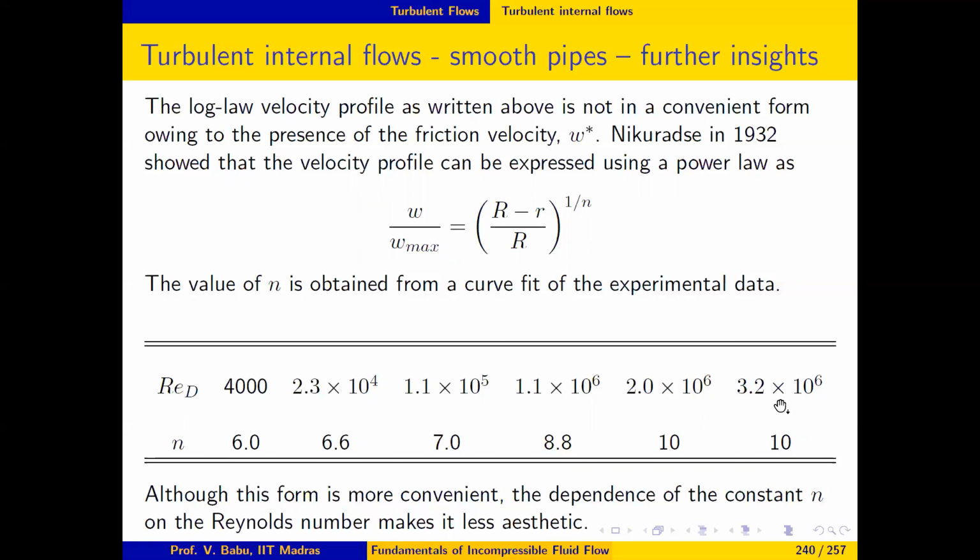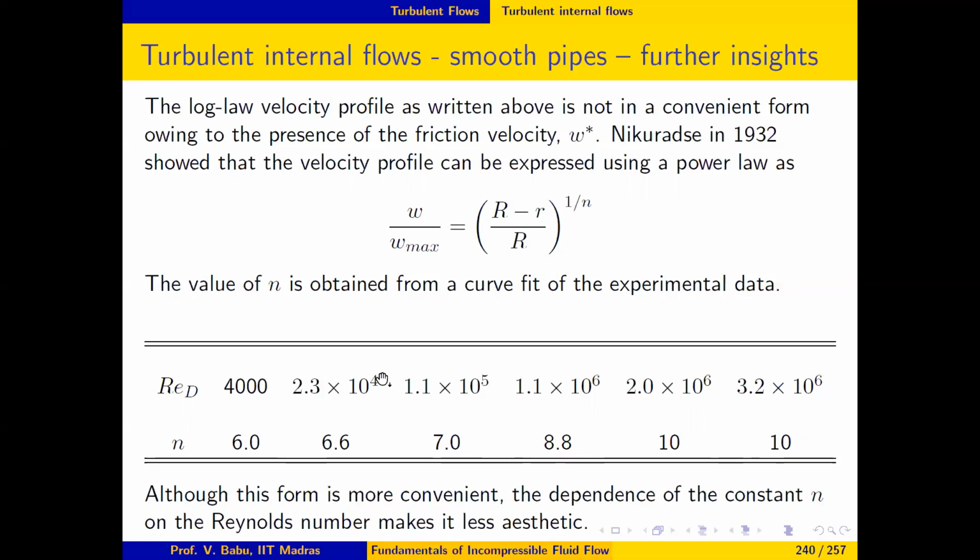when the Reynolds number is about 3 million. So this form is actually very convenient, but the dependence of n on Reynolds number makes it less attractive, number one. Number two, the problem is the wall shear stress cannot be calculated using this expression.